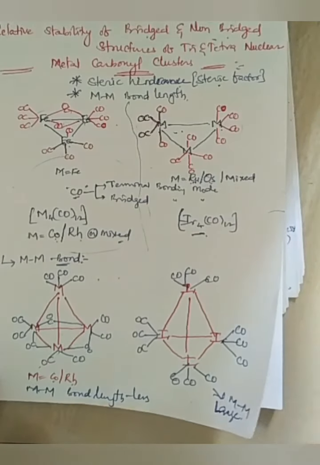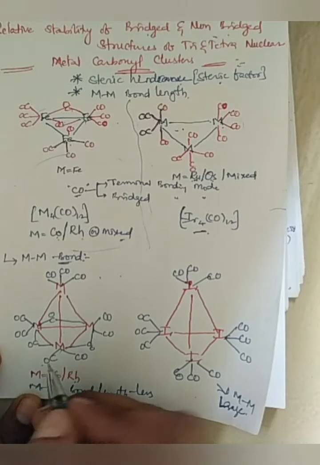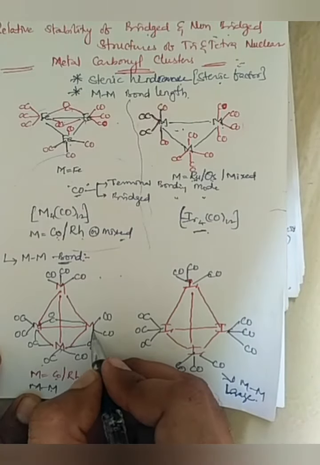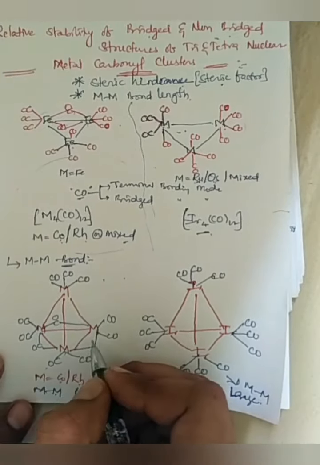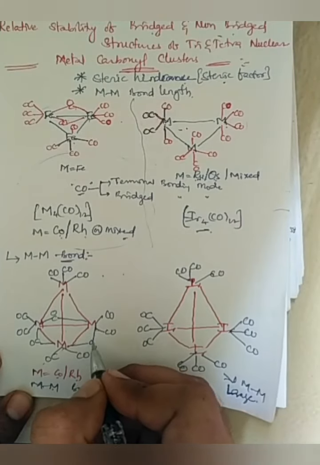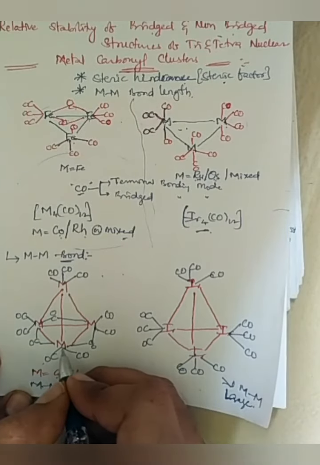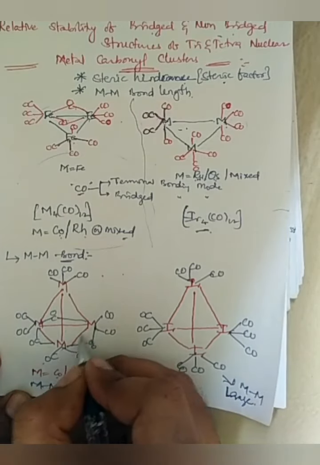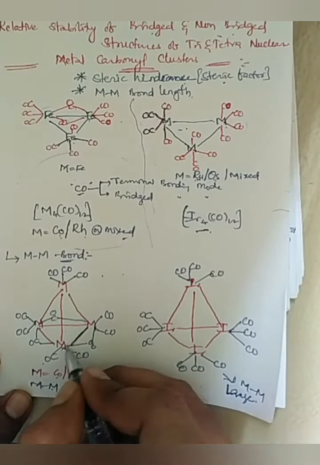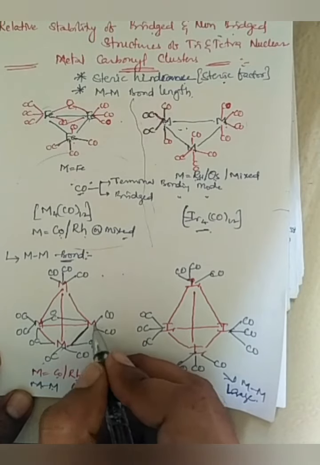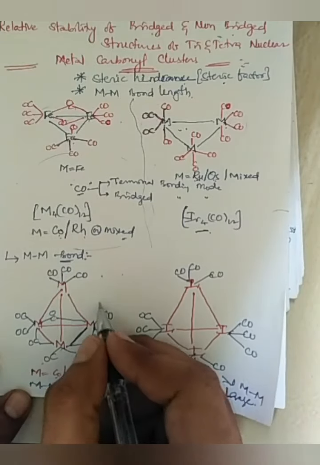Right? So when the metal to metal bond length is very much shorter, what happens? One part of a carbonyl can reach to the other metal atom. One metal atom's carbonyl can reach to the other metal atom when the bond length is lesser and lesser. So having lesser bond length, the carbonyls can reach from one metal to the other metal. There it will have a bridge structure. The possibility of a bridging structure is there.